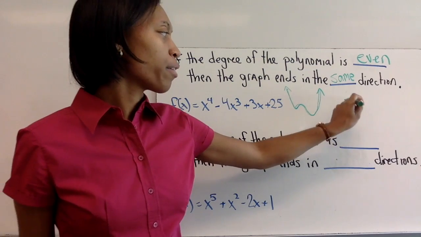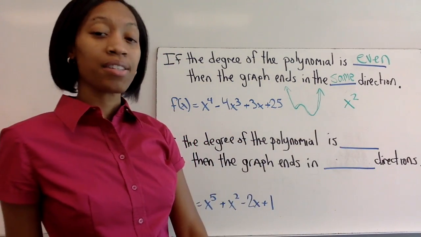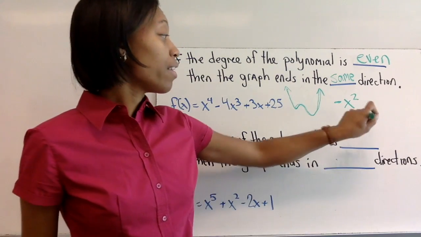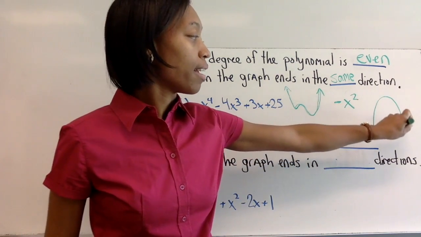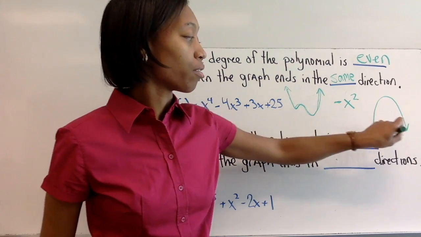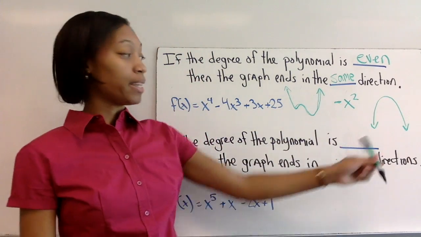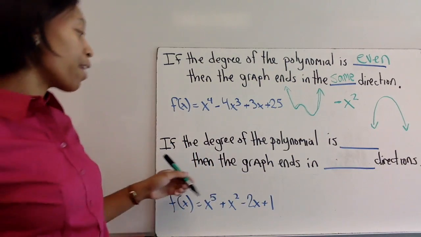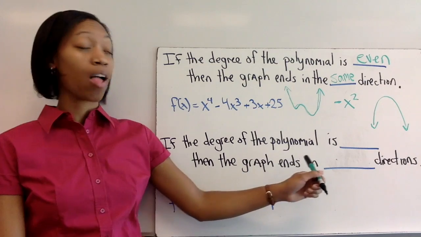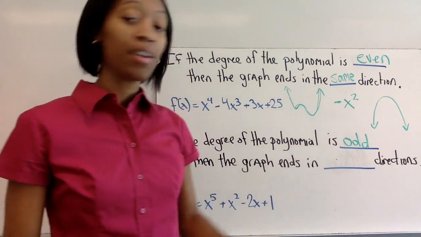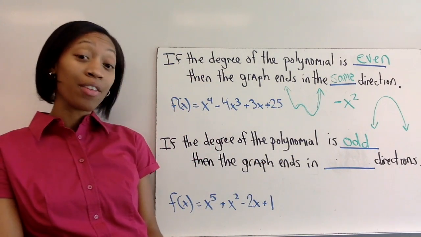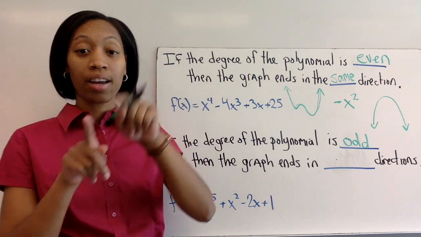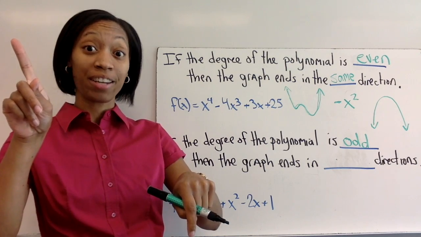Same thing for x squared, right? If I have negative x squared, okay? And then it would begin down and end down. Okay? The reason it's beginning and ending both facing down is because it's even. Let's compare that to what happens when the degree of the polynomial is odd. If the degree of the polynomial is odd, then the graph is going to end in opposite directions. One going up, and the other one going down.